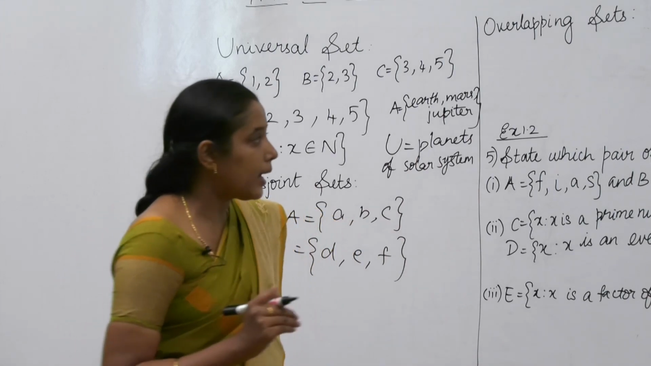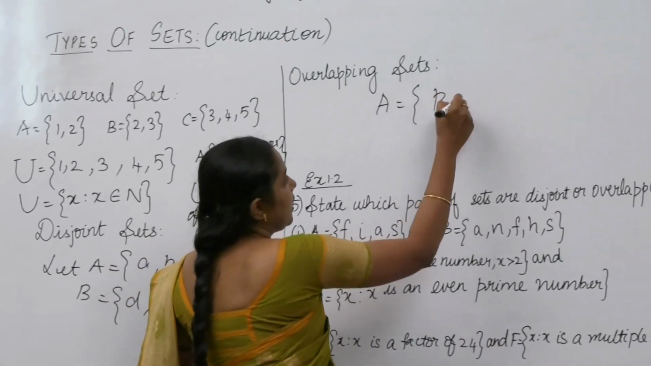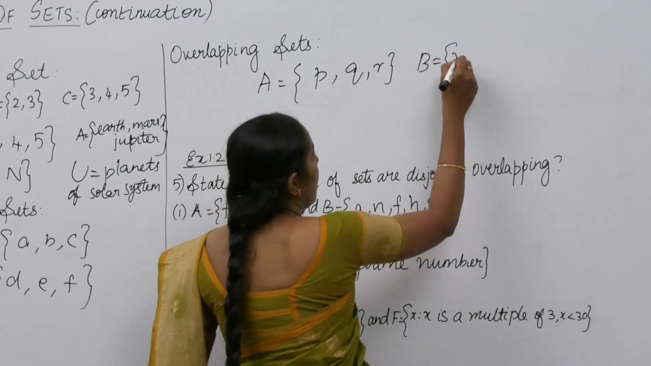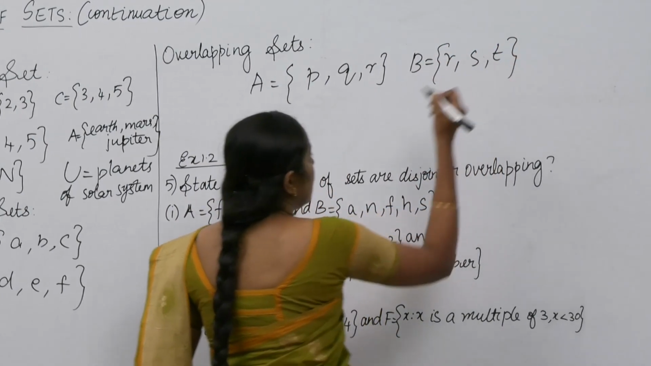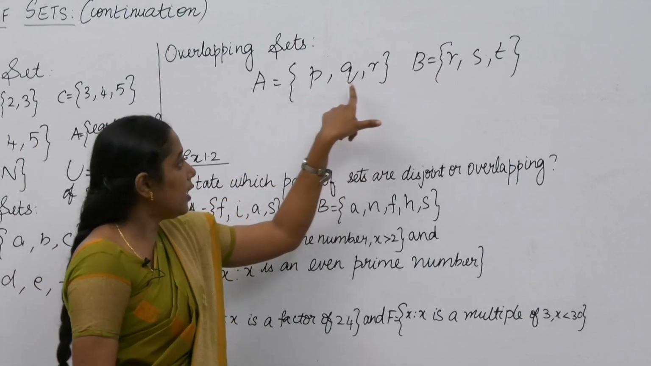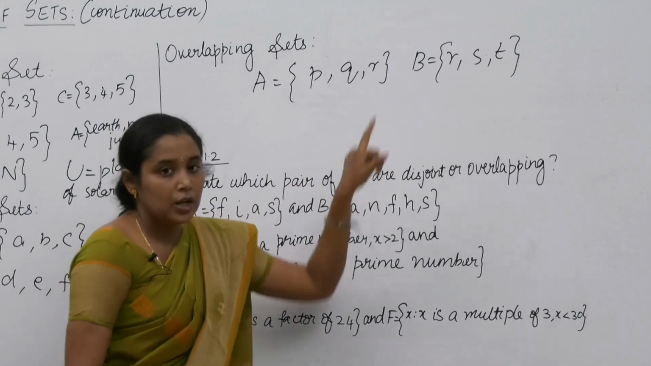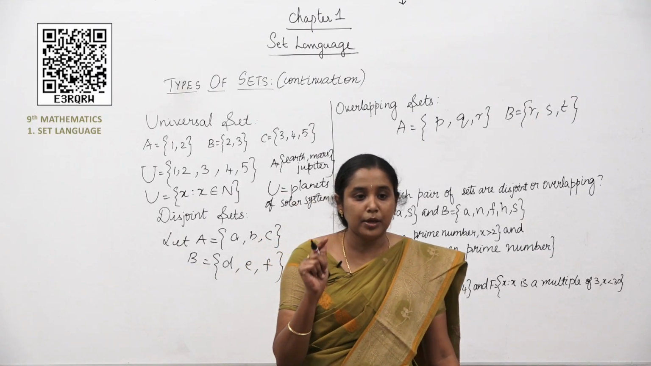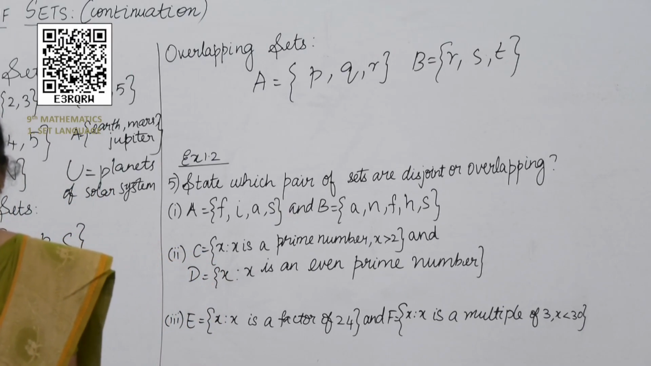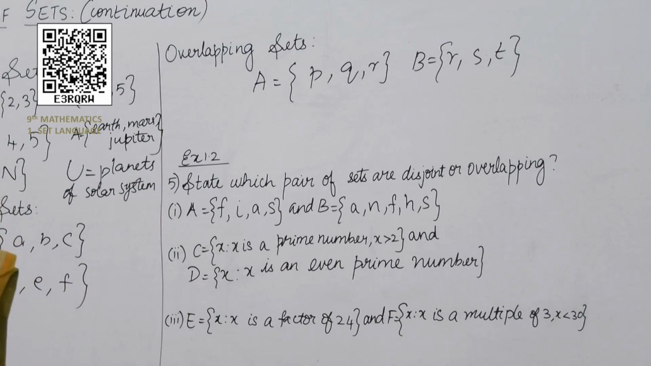Next one is overlapping sets. Suppose A is equal to P, Q, R and B is equal to R, S, T. Here P is there, but in set B, P is not there. Q is there, but here Q is not there. R is in both. So at least one element should be common. If you have at least one element common, it is called overlapping sets.